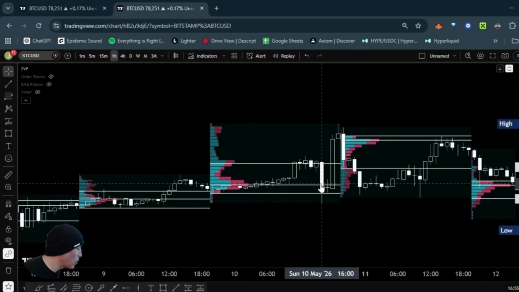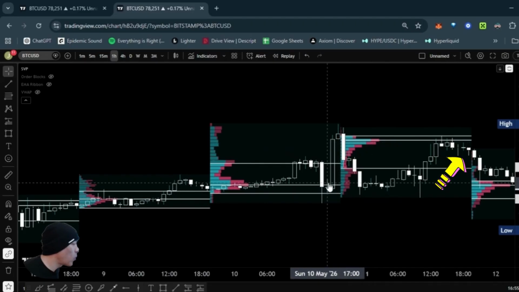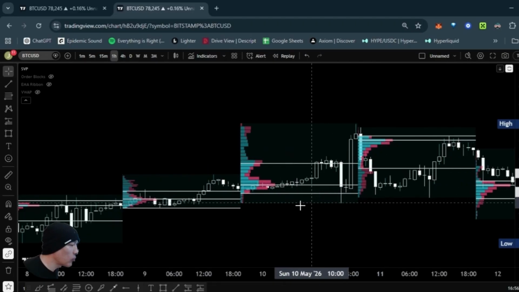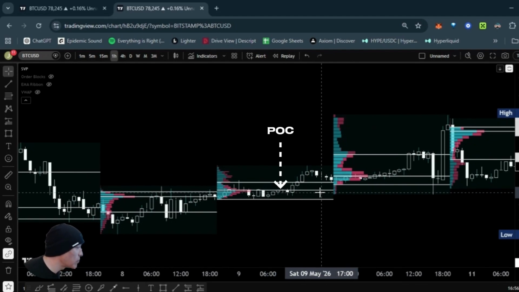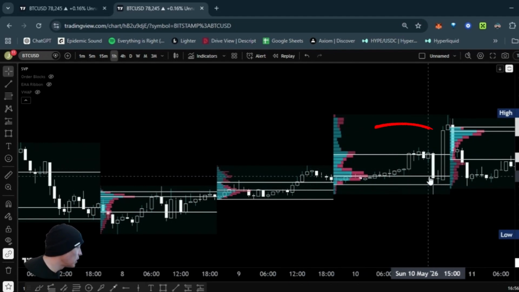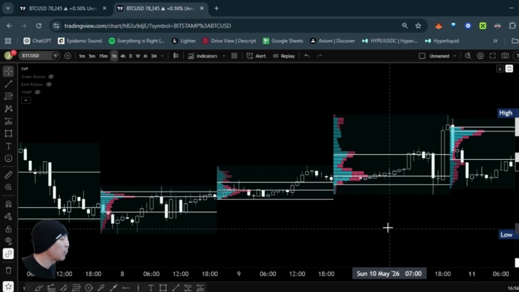Let's look at the prior one. Here's the line. Price shot straight up right off of this point of control. Let's keep going backwards and see if it continues to work. Here's the midline. Here's the current session. As soon as it hit that midline, this wick came down and tapped it, and then it went straight up from there.